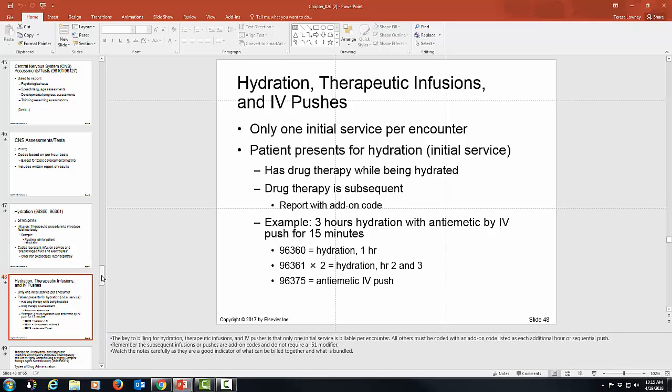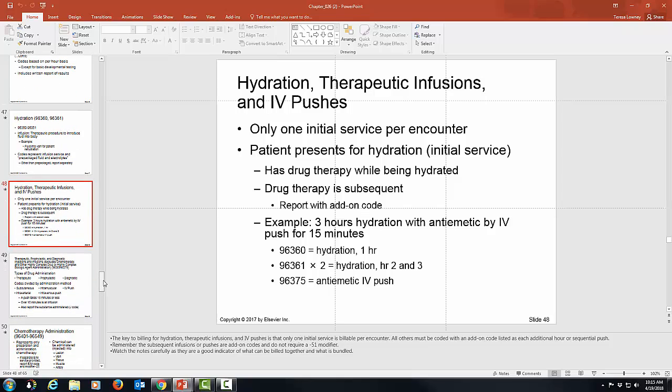There's only one initial service per encounter. If the patient presents for hydration and it has drug therapy, for example, your chemo patients, then that would be subsequent, okay?